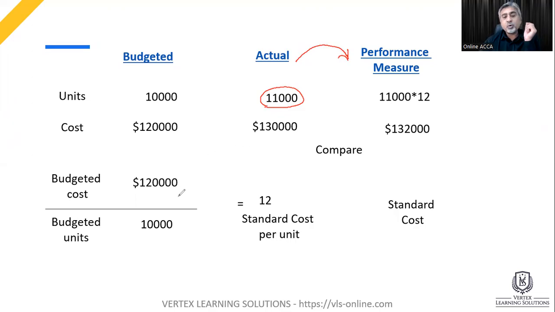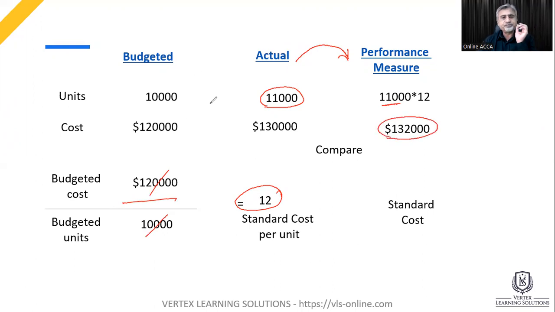I said, what was my standard cost? My standard cost was $12. When I divided these two numbers, I got $12. One unit cost should be $12. So if I produce 11,000 and multiply by 12, the answer should be 132,000.